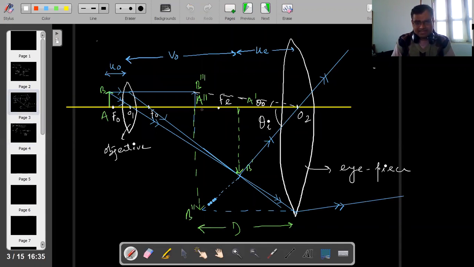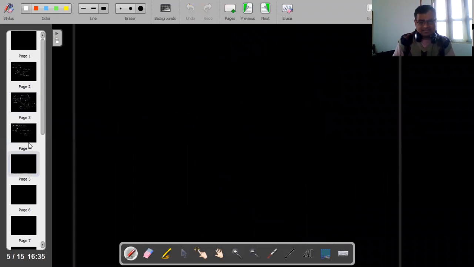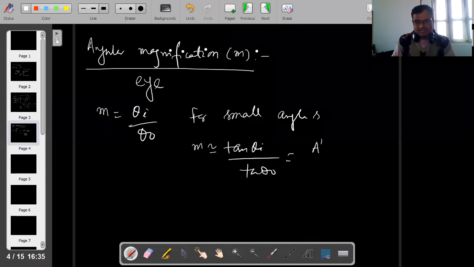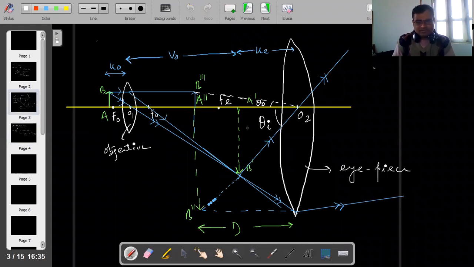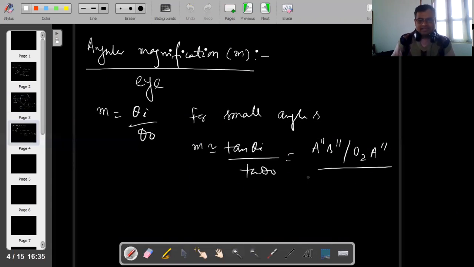Tan theta I is A double dash B double dash by O2 A double dash. What is tan theta O? Tan theta O is A double dash B triple dash divided by O2 A double dash.